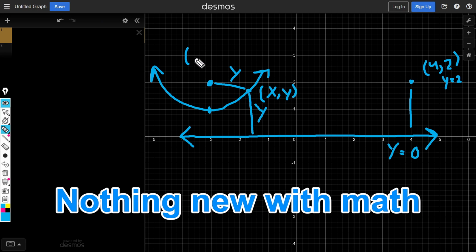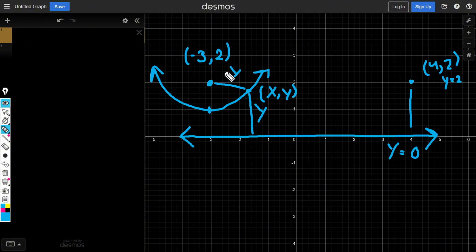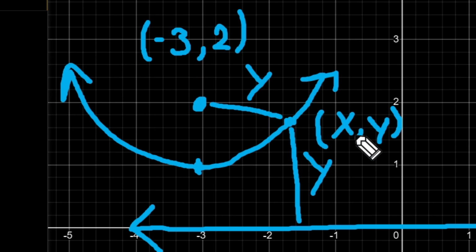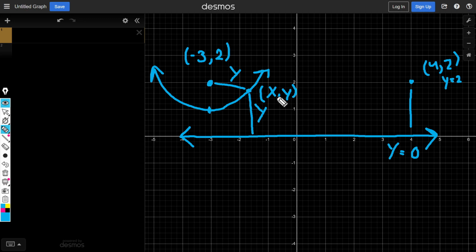It's all just letters. Well, look at the numbers that we do have. We know that the focus is at (-3, 2). And so to find its distance from any point on the graph, we have to pull out the distance formula.